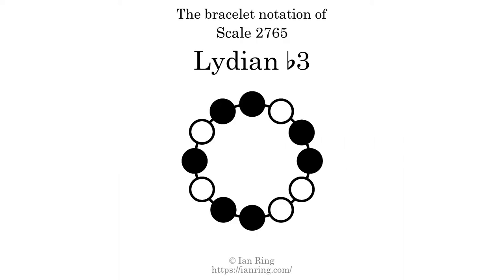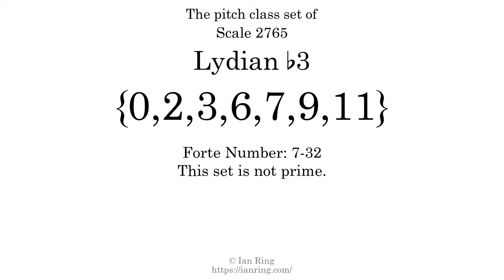This is a bracelet notation diagram of scale 2765. The shaded circles represent tones that appear in the scale, and they are read clockwise, starting at the top. The pitch class set for this scale is 0, 2, 3, 6, 7, 9, 11.